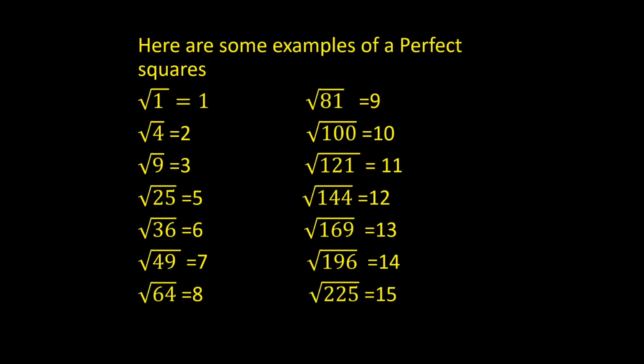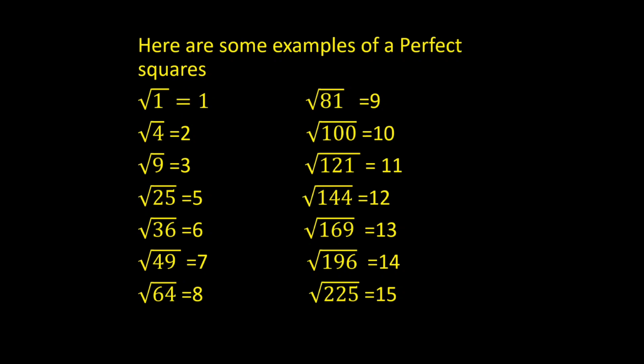The square root of 1 is equal to 1. The square root of 4 is equal to 2. The square root of 9 is equal to 3. The square root of 25 is equal to 5. The square root of 36 is equal to 6. The square root of 49 is equal to 7. The square root of 64 is equal to 8. The square root of 81 is equal to 9. The square root of 100 is equal to 10.